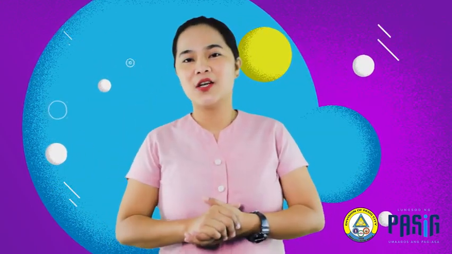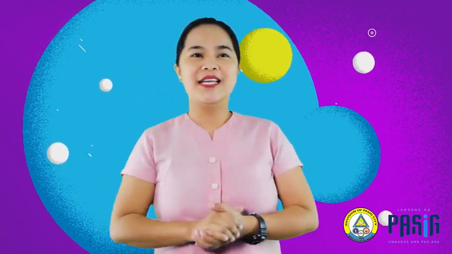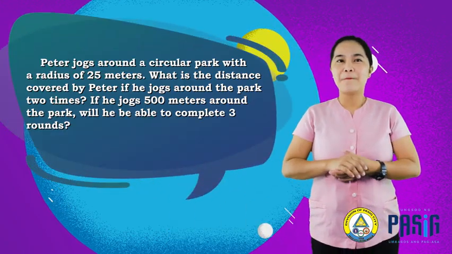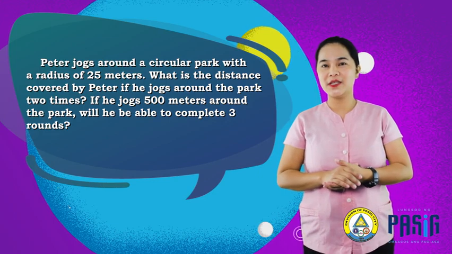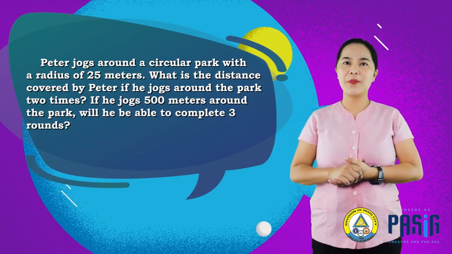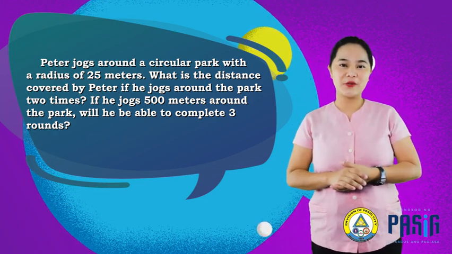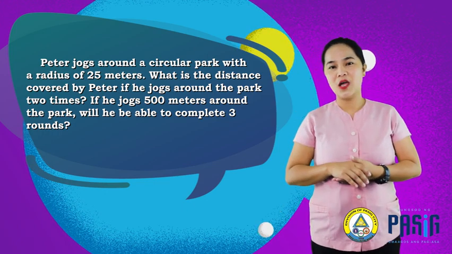If yes, well and good. If not, don't worry. Sit back and pay attention to our discussion. Now, let's proceed to our lesson with the word problem. Peter jogs a circular park with a radius of 25 meters. What is the distance covered by Peter if he jogs around the park 2 times? If he jogs 500 meters around the park, will he be able to complete 3 rounds?